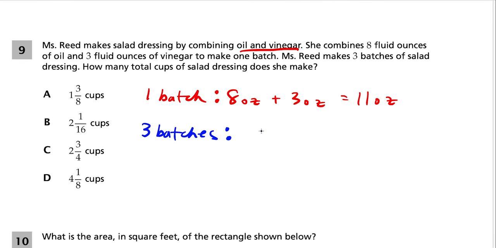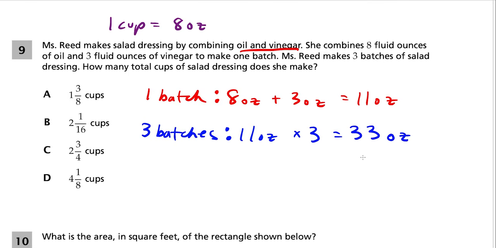And 3 batches is really just going to take the 11 ounces that we had from before and multiply by 3. And that's going to give us 33 ounces of oil and vinegar. But we have to convert this to cups. So we have to know that 1 cup is equal to 8 ounces. So then if we want to convert 33 ounces into cups, then we're going to take 33 and divide by 8. And that's going to tell us how many cups we have.